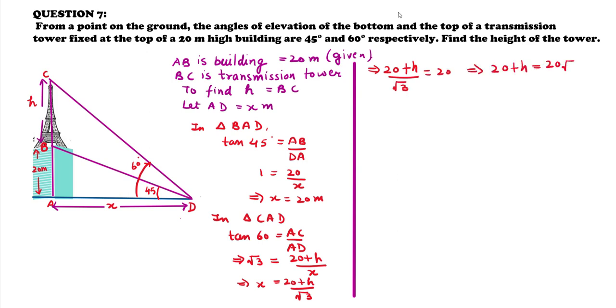(20 plus h) upon root 3 is equal to 20. That implies 20 plus h is equal to 20 root 3. That implies h is equal to 20 into (root 3 minus 1) meter. So the height of the tower is 20 (root 3 minus 1) meter.